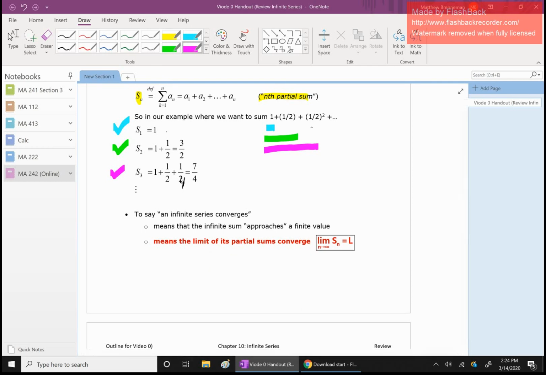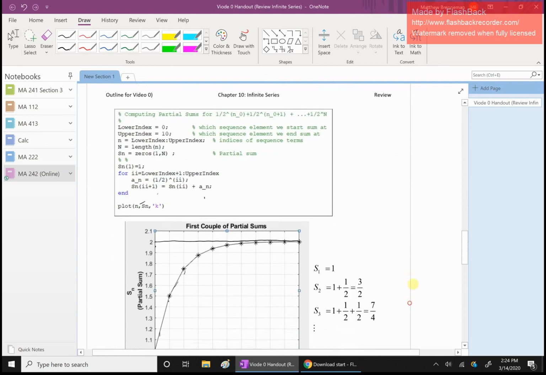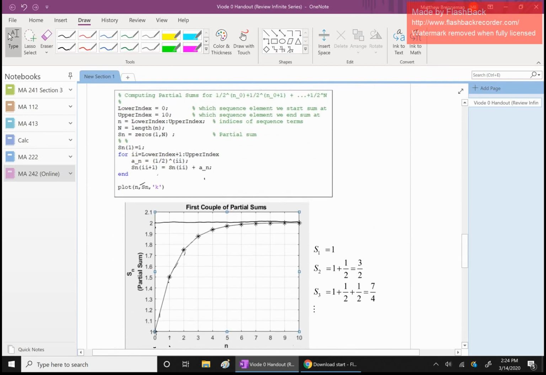And so to give you a concrete example of what this means, this example that we're looking at with the infinite series of 1 over 2 to the nth, we could write a little MATLAB code to actually compute the first couple of partial sums. So I could specify some starting index. I wanted to start at 0. So I want to look here at the behavior of the infinite series of 1 over 2 to the nth from n equals 0 to infinity.